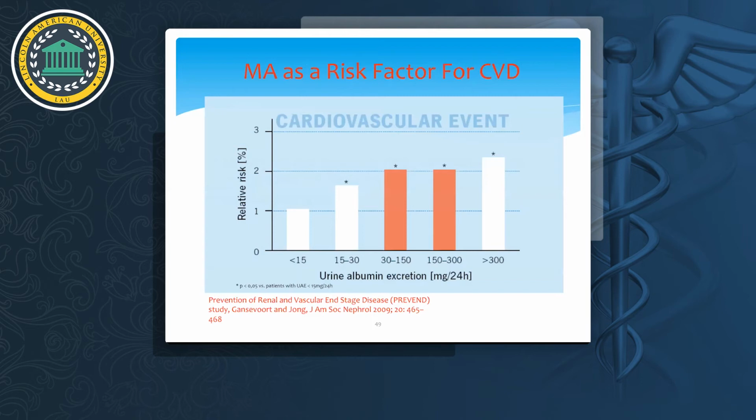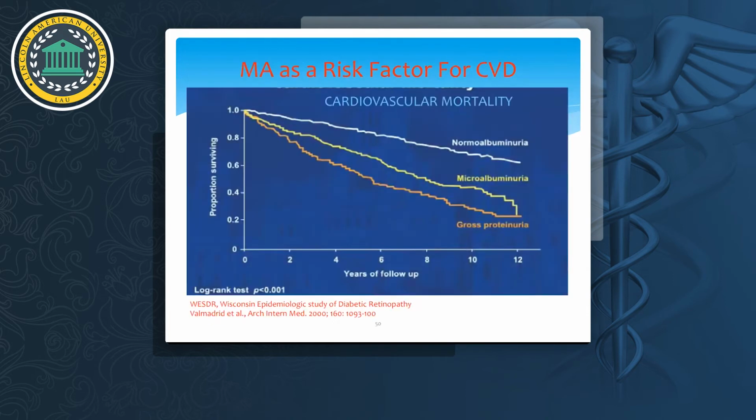I got this slide from one of our med reps. Microalbumin is a risk factor for cardiovascular disease, and the more the secretion of albumin in urine, the higher the chance of CVD. This is the cardiovascular mortality. If you have microalbumin, what happens over the follow-up years? The more proteinuria you have, the more chances of getting CVD and mortality.